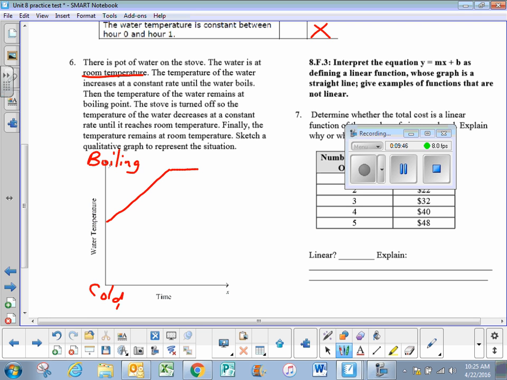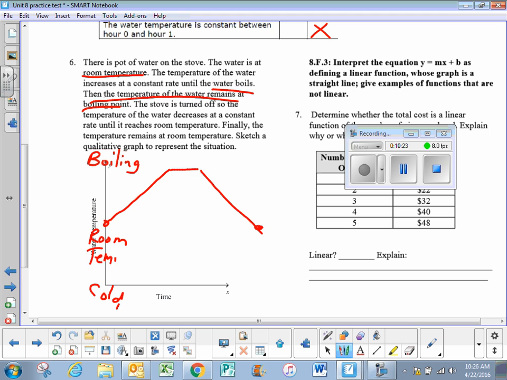Now, because every substance has a different boiling point. The water, oil, like aluminum and steel, that is a very high boiling point. Anyways, so it's boiling, and then it remains at the boiling point. The stove is turned off, so the temperature of the water decreases at a constant rate until it reaches room temperature. Something like that, right? Because it starts where it finishes at room temperature.